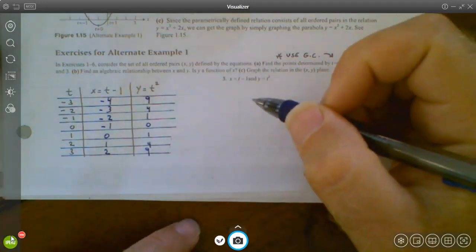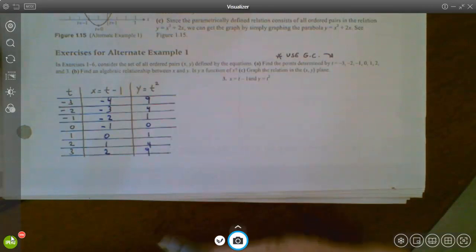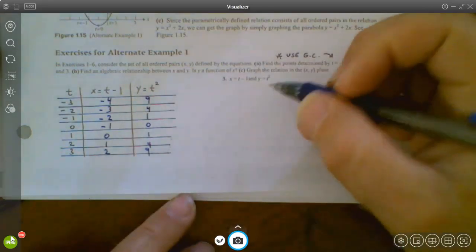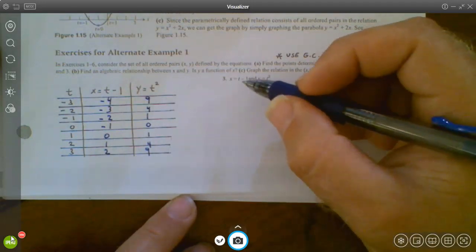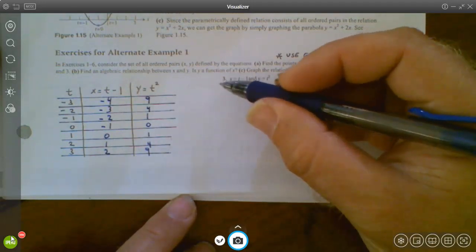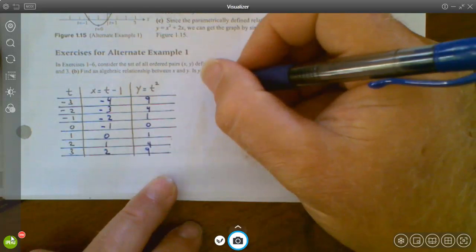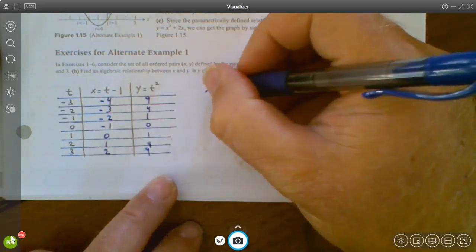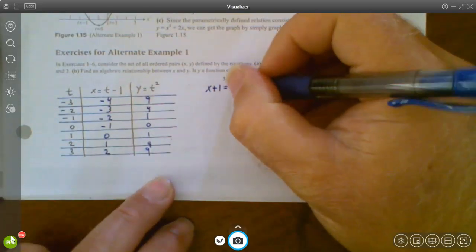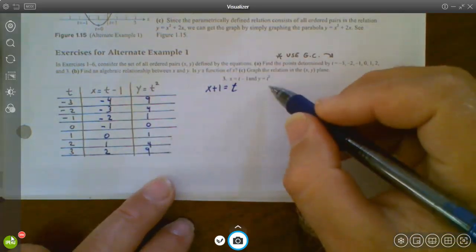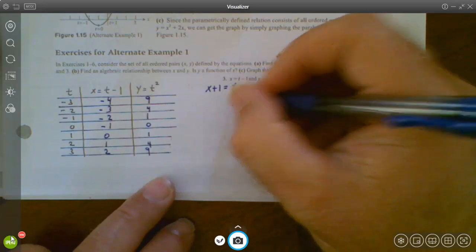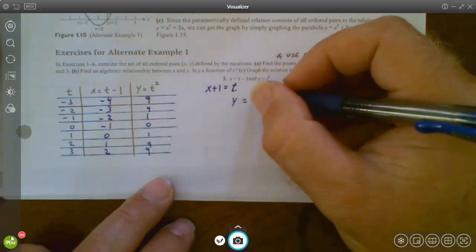So similar to what we did on the last one, we would always like it to be y equals something. So what I want to do is sub in a value for t right here. As you look at this one, if I add this one over to the other side, then I can see that x plus 1 equals t. And so now I can sub this information in for t right here, and we're going to get the setup of y equals (x plus 1) squared.